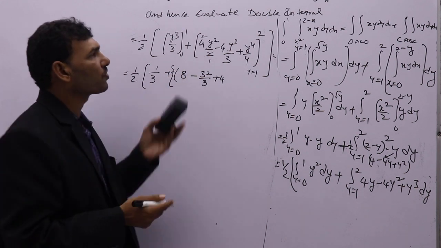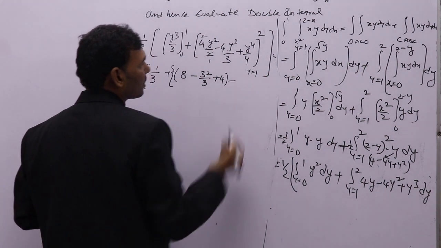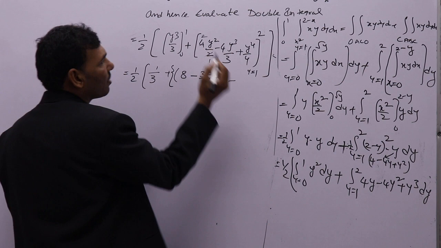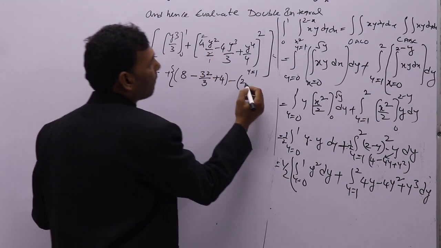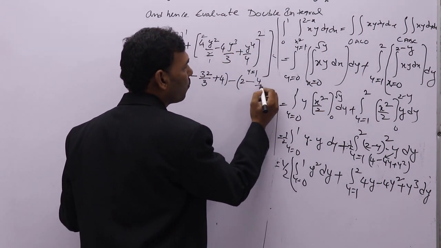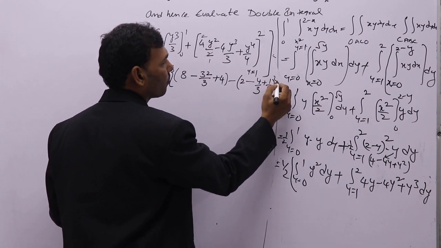This is upper limit substitution, writing in the place of y=2. Minus lower limit, write in the place of y=1. If you write in the place of y=1, 2 minus 4 by 3, 1 cube 1, plus 1 by 4.